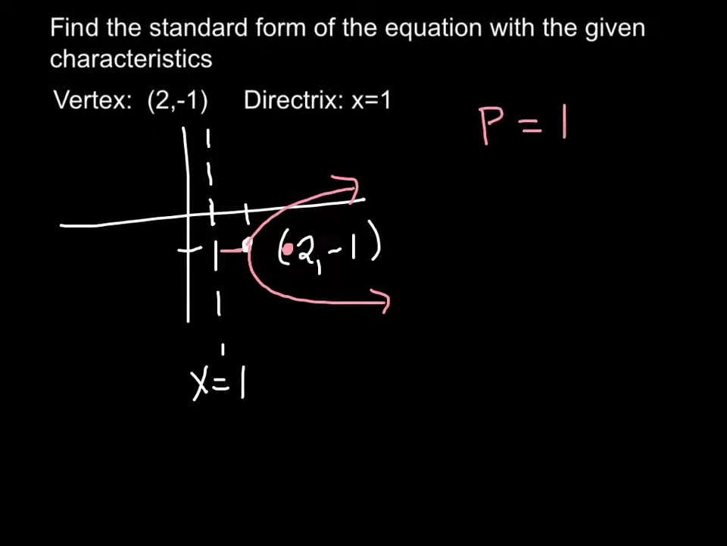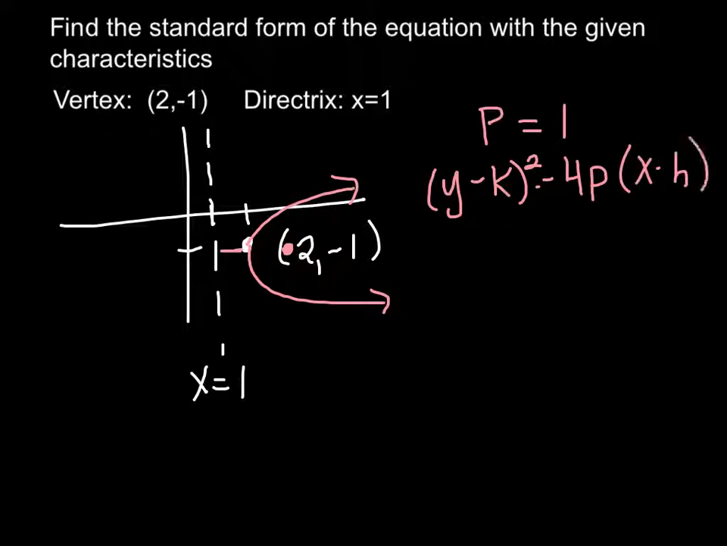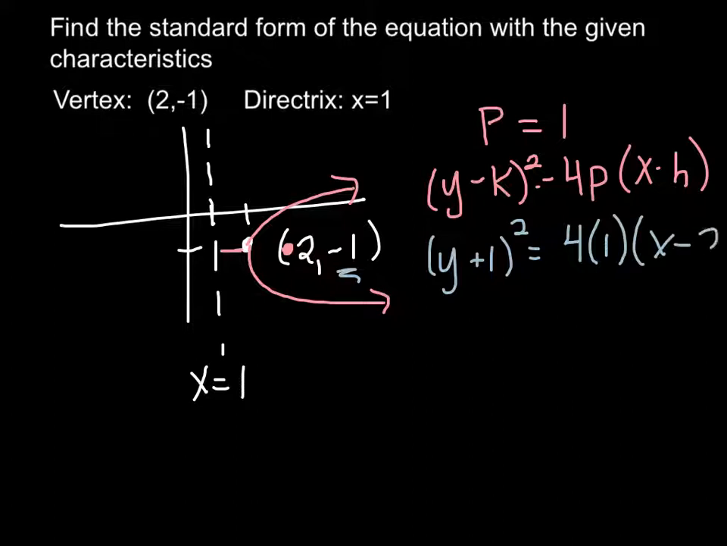So I know that direction, general form, is (y - k)² = 4p(x - h). Let's just start plugging in what we know. Y and the opposite of y, which is plus 1, squared, equals 4. Our p-value is 1. X and the opposite of x, which is negative 2. So my solution here is (y + 1)² = 4(x - 2).